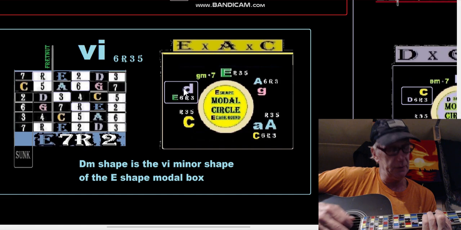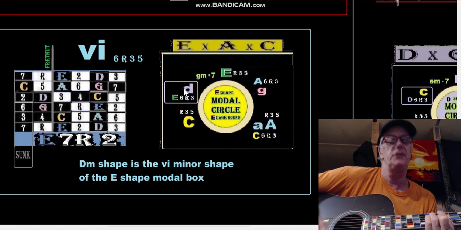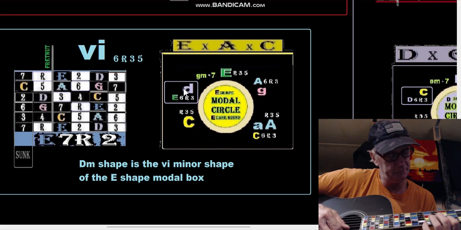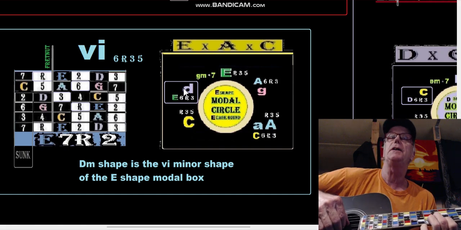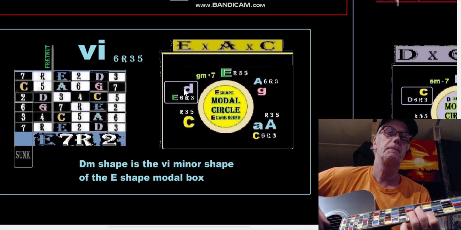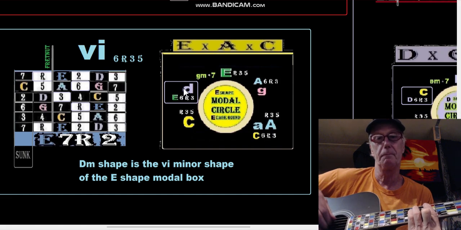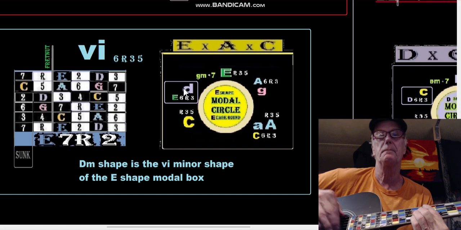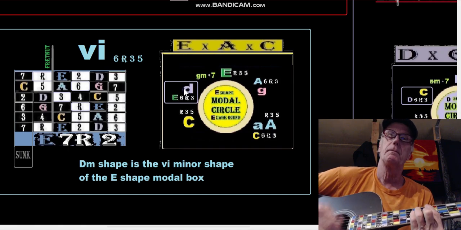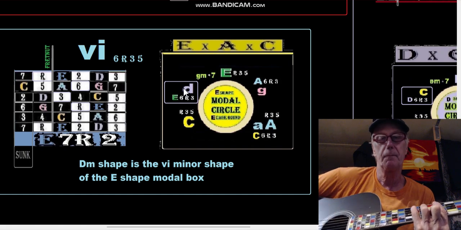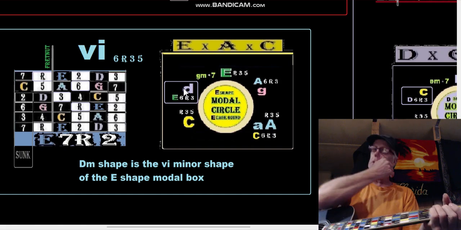And so what's the 6th minor of G? It's going to be E flat, right? So that's going to be right here. It's going to be a D minor shaped E flat. To the C shape, but we can't do that on the open string.